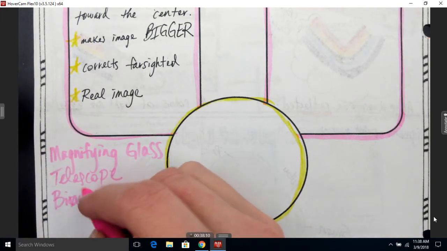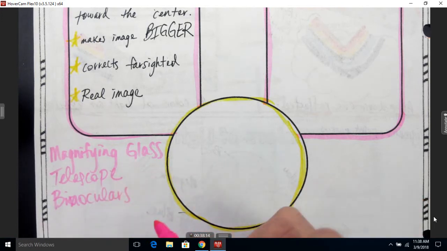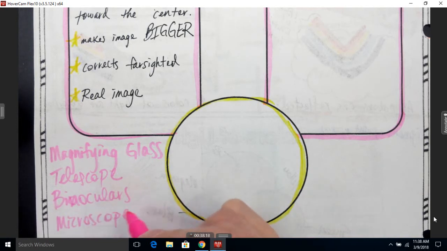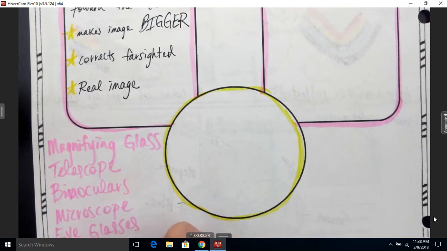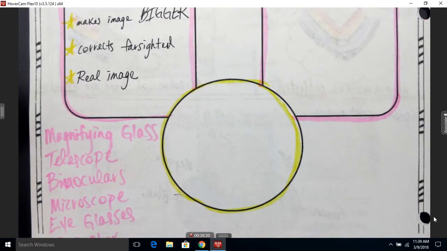Binoculars, microscope, eyeglasses. Does it matter how big the glasses are? Well, yes, it does. There's other things that are going to go into that, but yes.